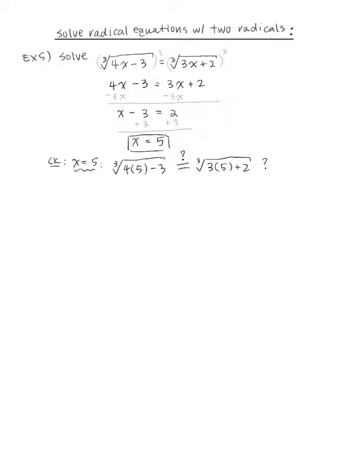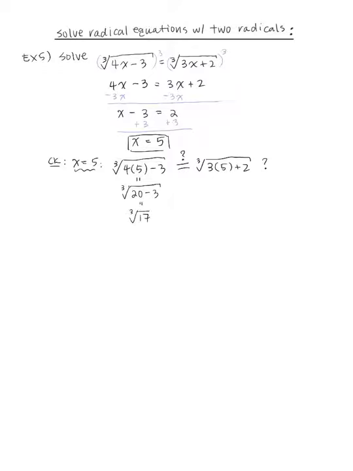All right, so it looks like we're going to have to compute both sides now. So let's start with the left-hand side. So the left-hand side, what do we get? We got cube root of 20 minus 3, which is cube root of, what is that, 17?